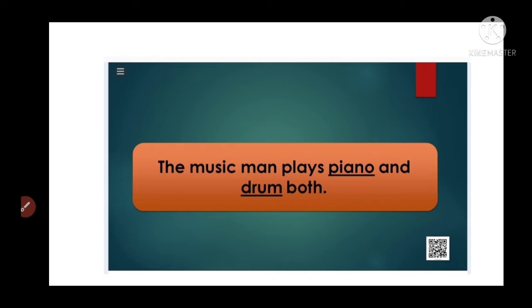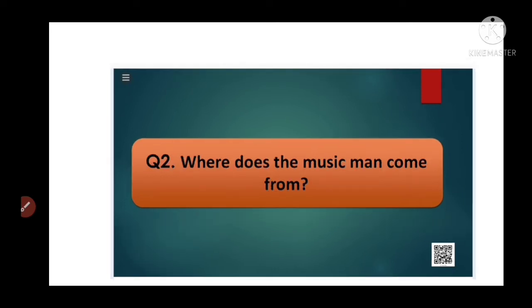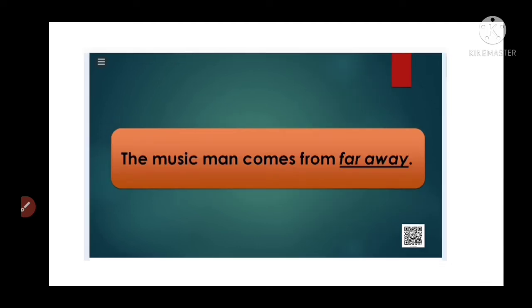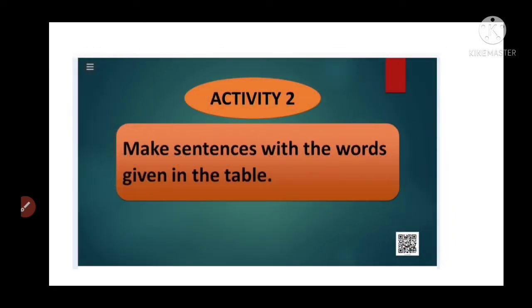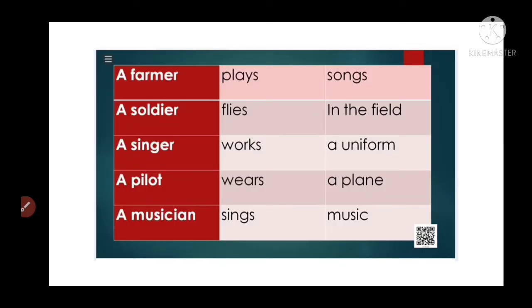Let us move forward. Where does the music man come from? Yes, the music man comes from far away. Yes, now move further. Second activity, make sentences with the words given in the table. Dear students, here are some words of a sentence written in three columns and five rows.